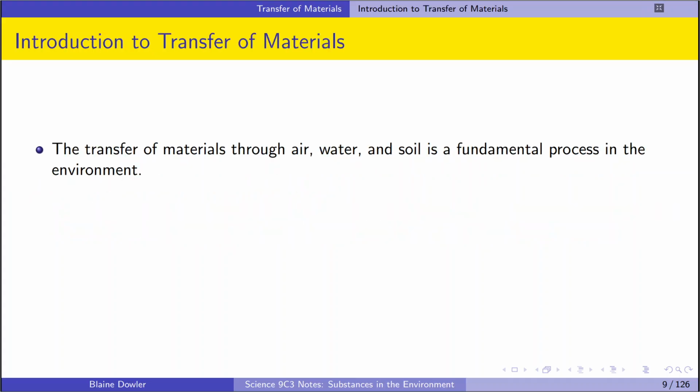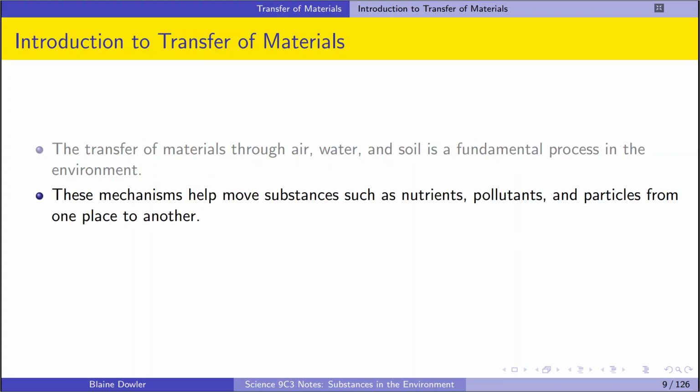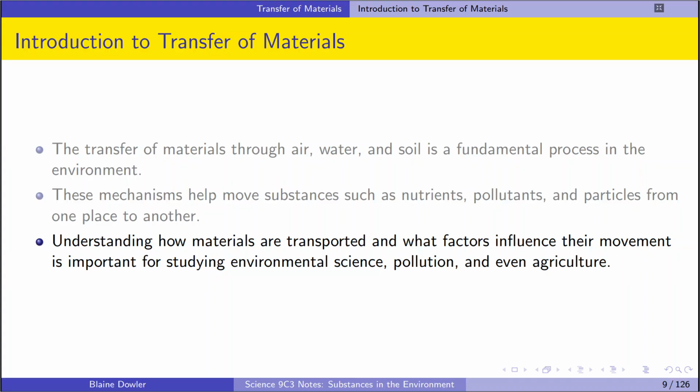Introduction. The transfer of materials through air, water, and soil is a fundamental process in the environment. These mechanisms help move substances such as nutrients, pollutants, and particles from one place to another. Understanding how materials are transported and what factors influence their movement is important for studying environmental science, pollution, and even agriculture.